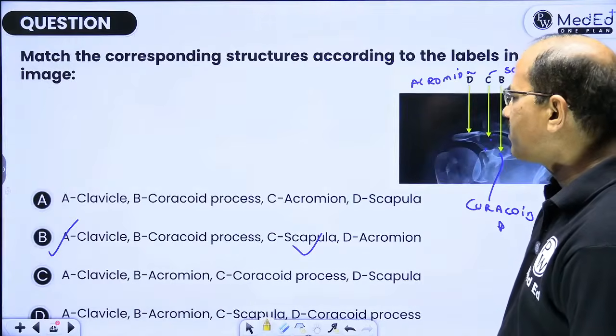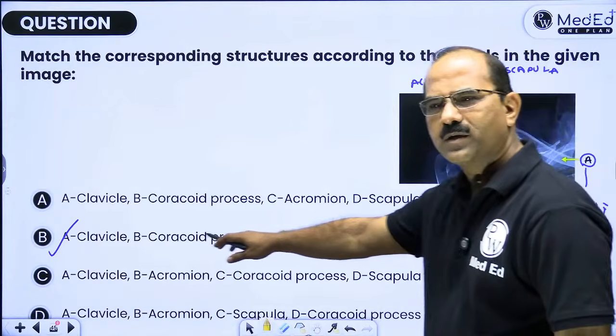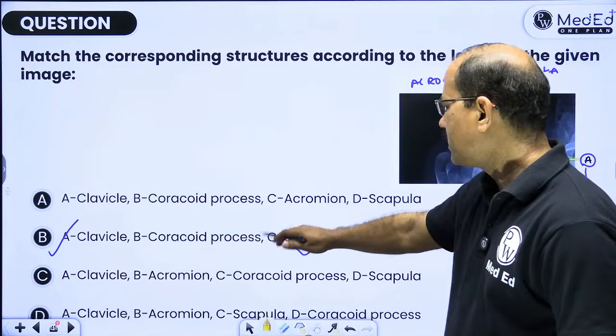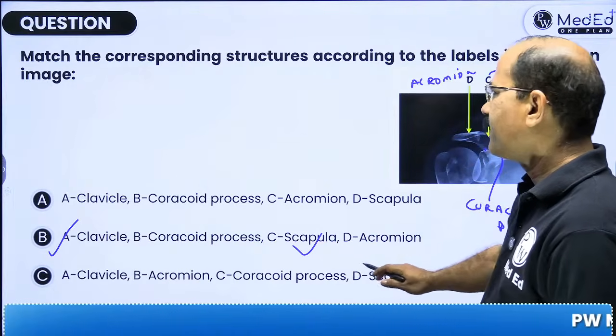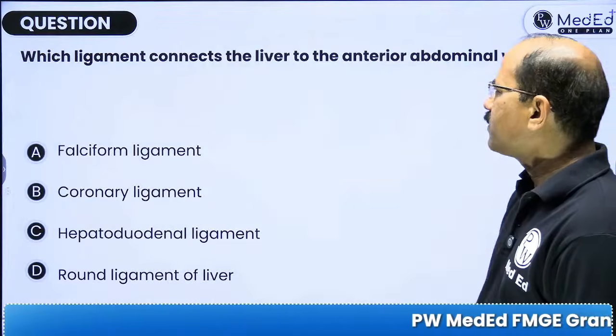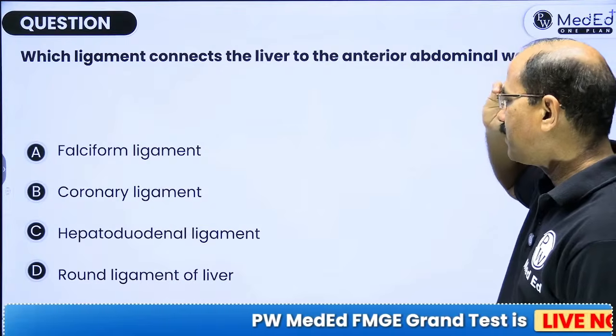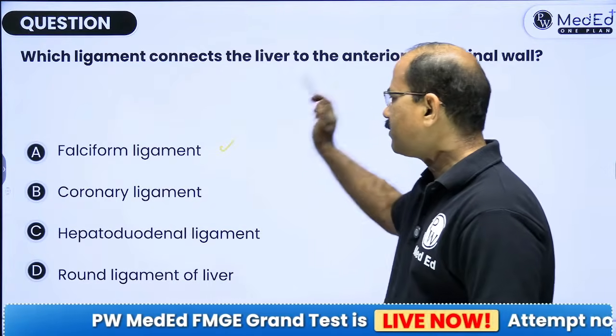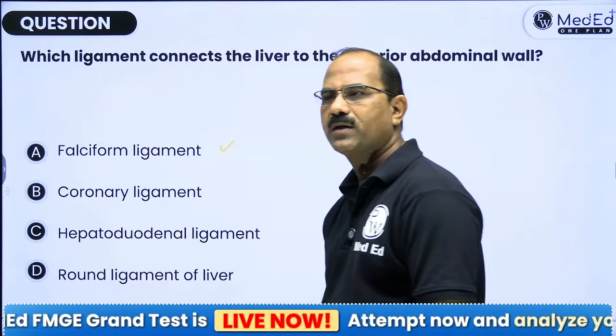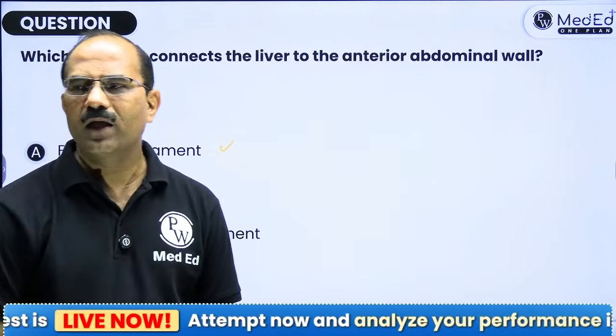So क्या बोल रहे थे बच्चे? ये previous वाला बोल रहे थे क्या? ये आंसर B है बच्चे. This is answer B. What is the answer for this? Which ligament connects the liver to the anterior abdominal wall? Answer is falciform ligament. And falciform ligament के अंदर कौन है?